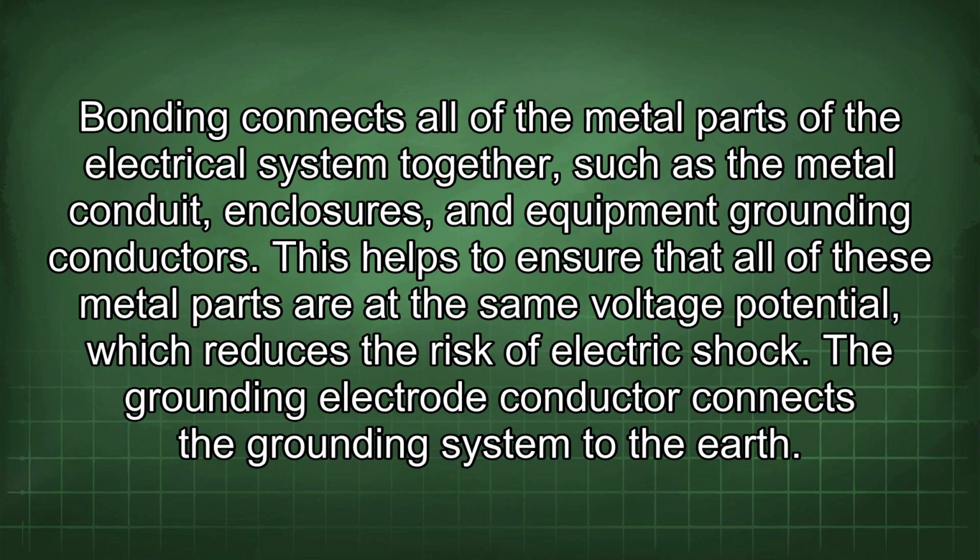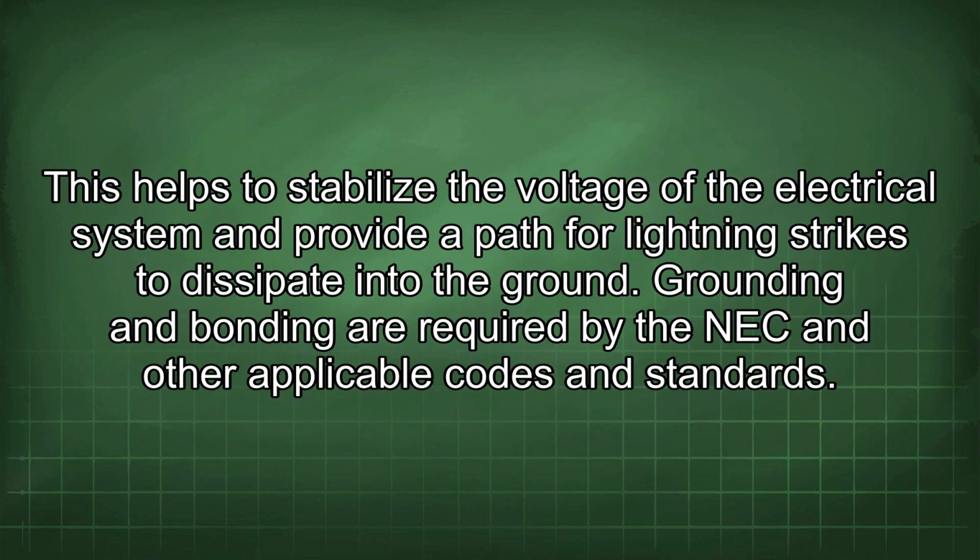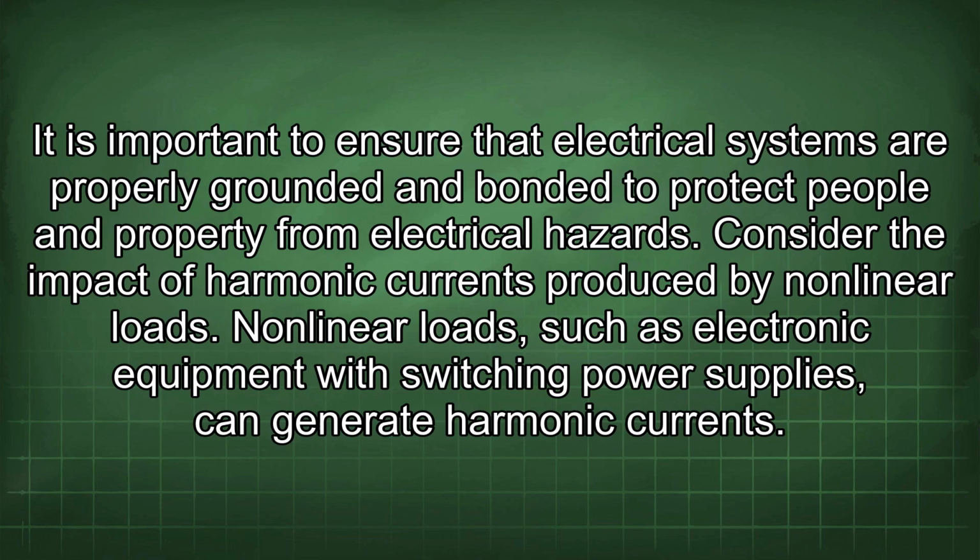The grounding electrode conductor connects the grounding system to the earth. This helps to stabilize the voltage of the electrical system and provide a path for lightning strikes to dissipate into the ground. Grounding and bonding are required by the NEC and other applicable codes and standards. It is important to ensure that electrical systems are properly grounded and bonded to protect people and property from electrical hazards.